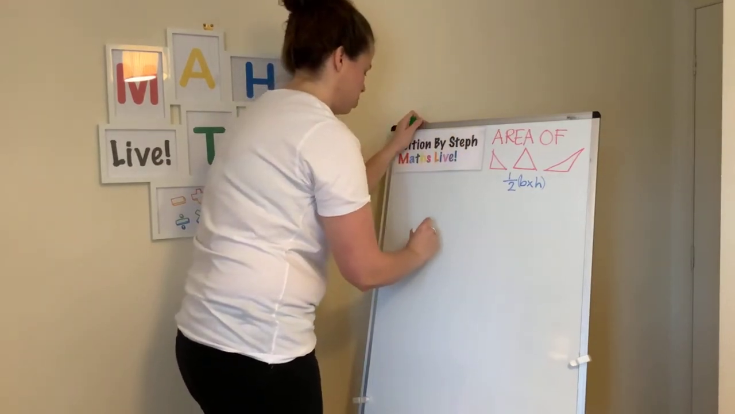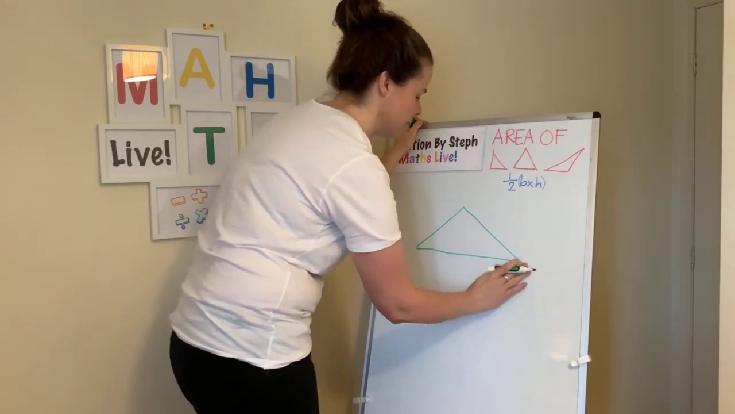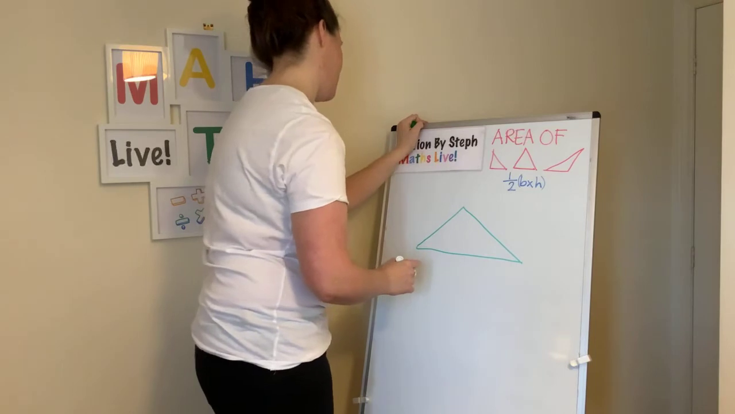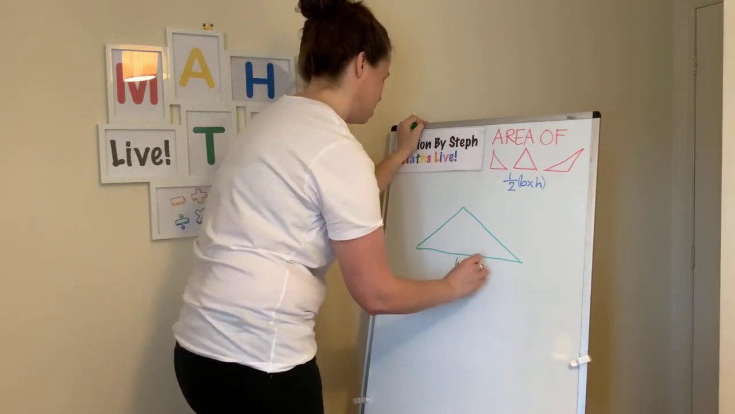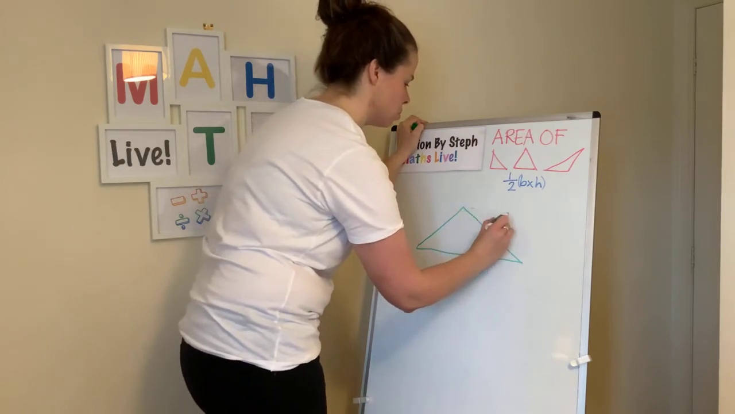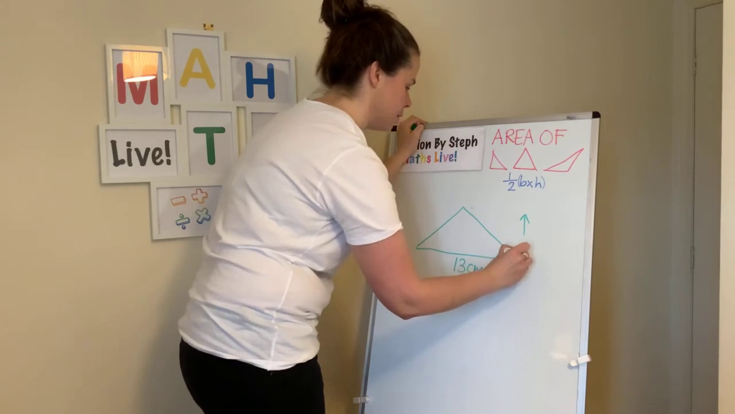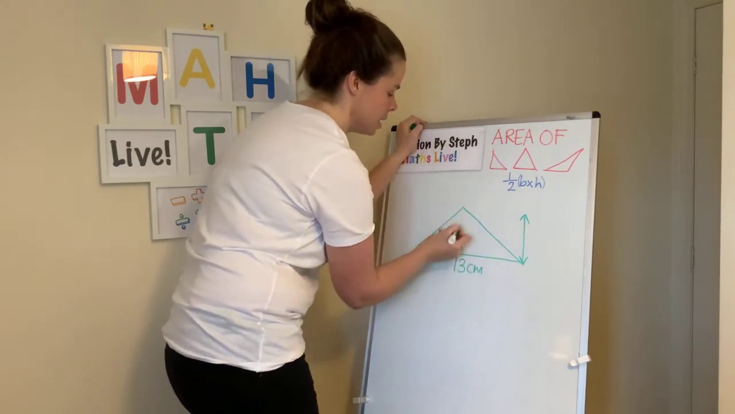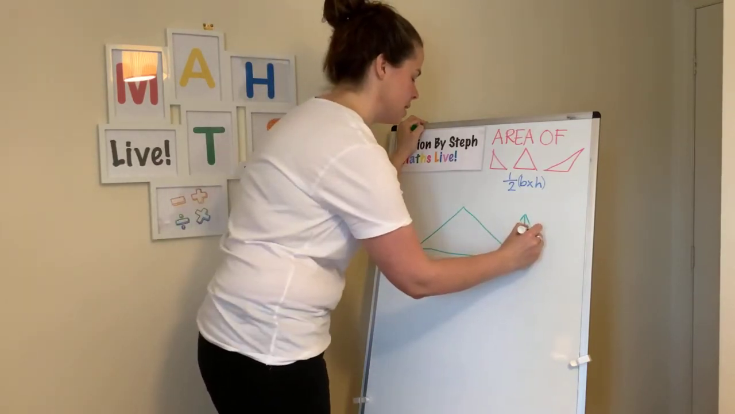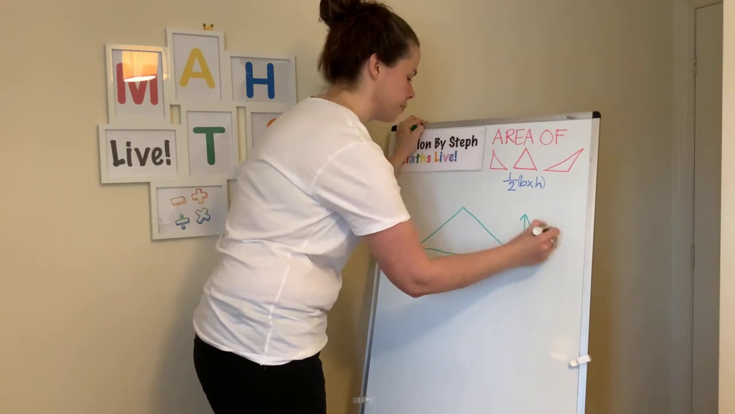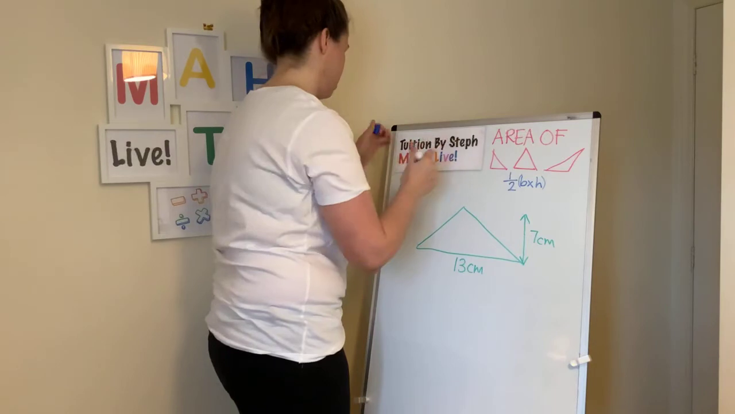Okay, so I might do a fatter one this time. This is me still modelling. Let's say that this is 13 centimetres. Now watch this, so I'm going to do what's called a perpendicular height this time. So it means this height, but it's just showing you it outside. Let's say this is 7 centimetres. So I follow the same rule. So I'm going to do 13 times 7.